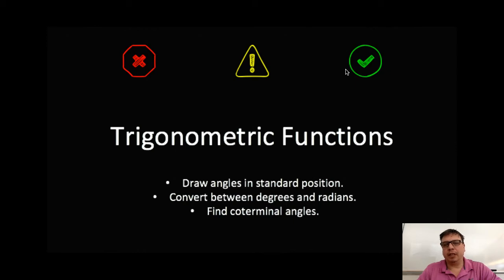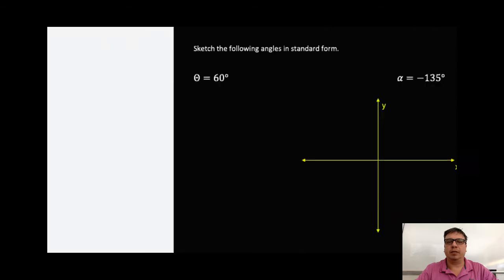All right, with this particular lesson, we're going to start our work with trigonometric functions. What we'll go through here is just taking what we know from triangles and now putting them into a Cartesian coordinate plane and drawing them from there, converting between degrees and radians, and then finding what's known as coterminal angles. So let's go ahead and get ourselves started.